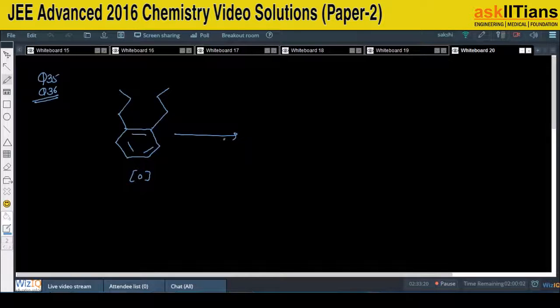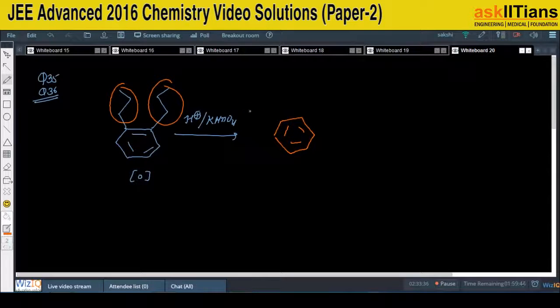It has been told to us that once it is treated with H positive in the presence of KMnO4, you should know this thing. Whenever it is heated with H positive in the presence of KMnO4, whatever alkyl groups are present on the benzene ring, let them be of any length, they all will get converted into carboxylic acid. So this will be compound number P.